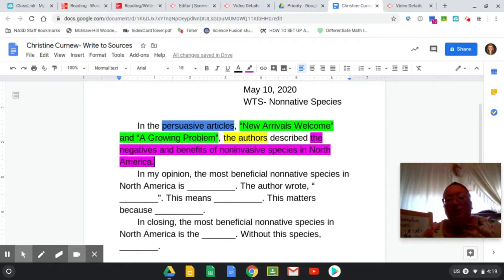All right, so this is where you're really going to bring things home about why this is the most beneficial non-native species. So again, let's look at our format here. We start with the tags. We answer the question and restate the question. We give our evidence. So what does the text say? What does it mean? What does it matter? You can do that once or twice. And then we're going to go to the closing where you restate your opinion and really bring it home to whoever's reading this that, yeah, I'm right.